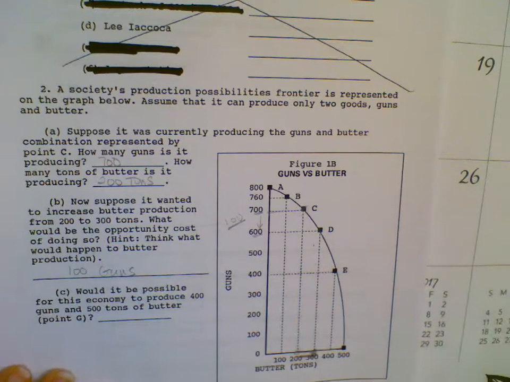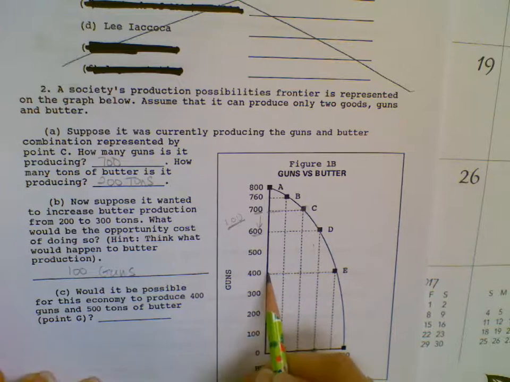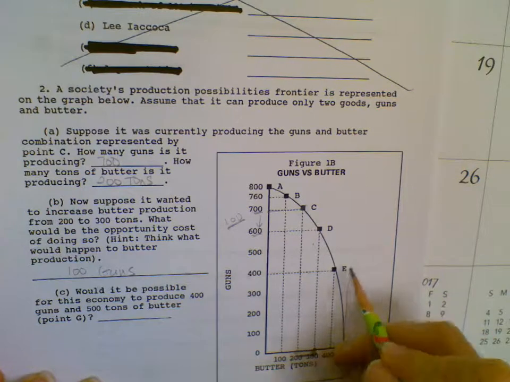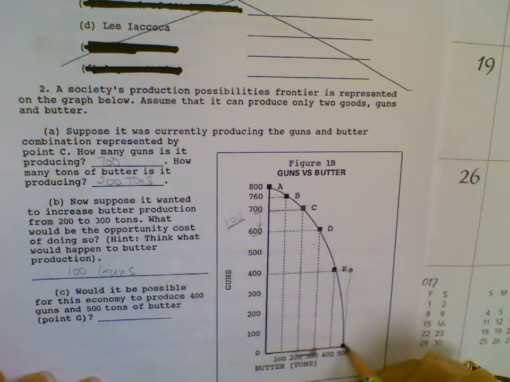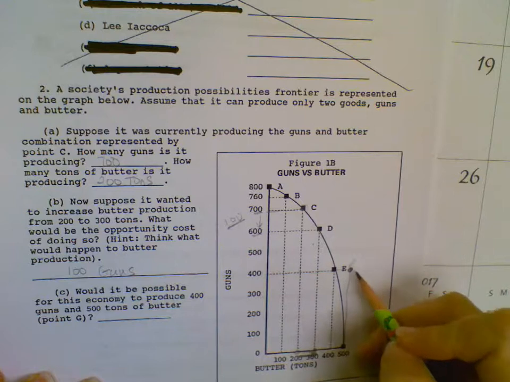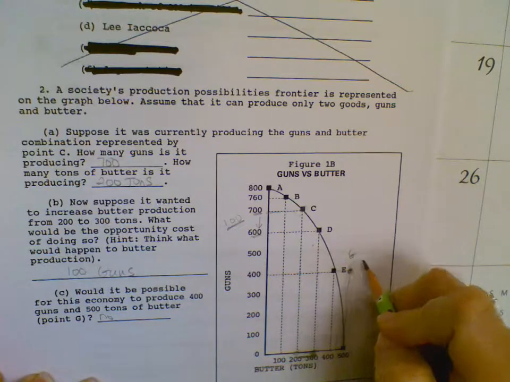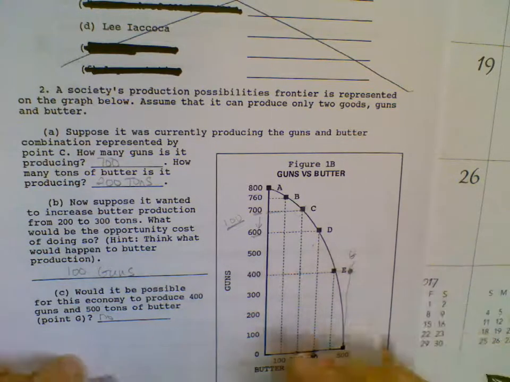There isn't anything left. There are no more people to work, there are no more machines, and there are no more natural resources. So would it be possible for this economy to produce 400 guns and 500 tons of butter? So you're just going to come over to 400, and where 500 and 400 intersect, it is outside the production possibility. This point is impossible. It can't be made because we don't have any more resources. So is it possible? No. We'll label that point G. Point G is not possible because we don't have the resources.